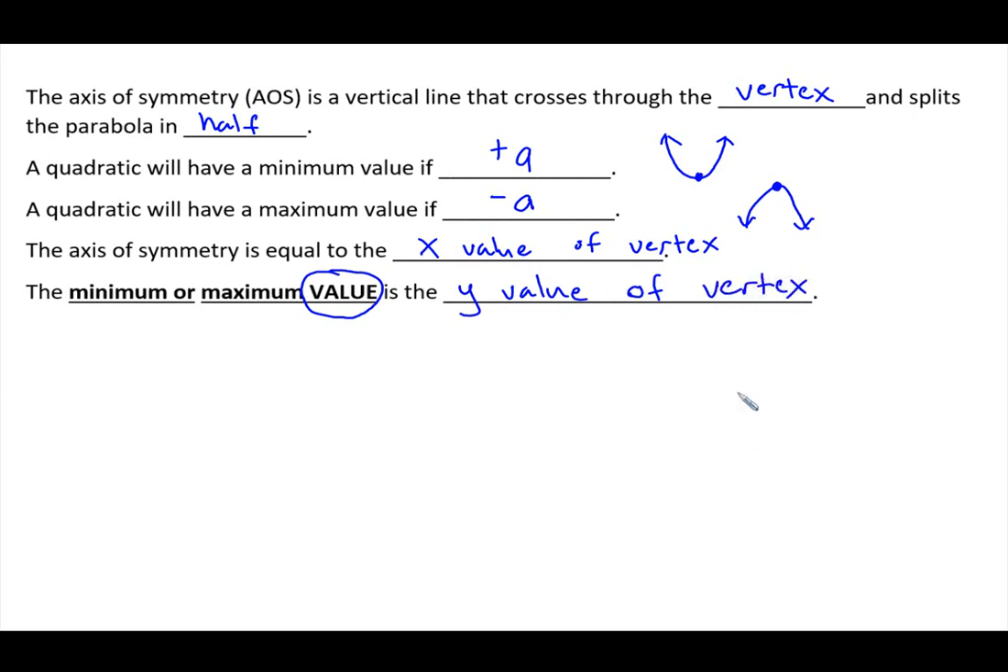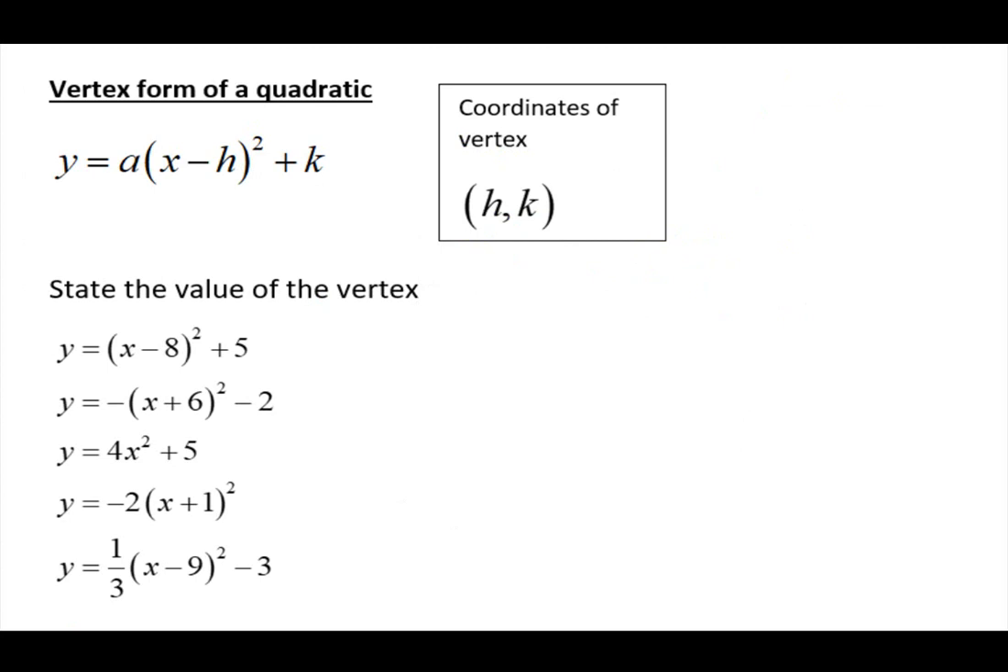It's the y value of the vertex, all right? So now let's talk about vertex form. You guys should be familiar with this. We explored vertex form in the previous lesson. The y equals a parentheses x minus h squared plus k. So this has a name now. This is called vertex form, okay?